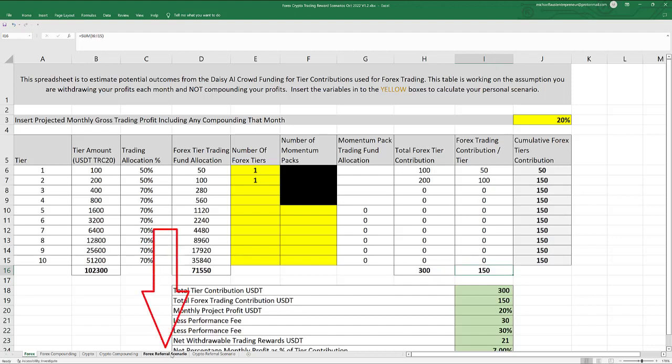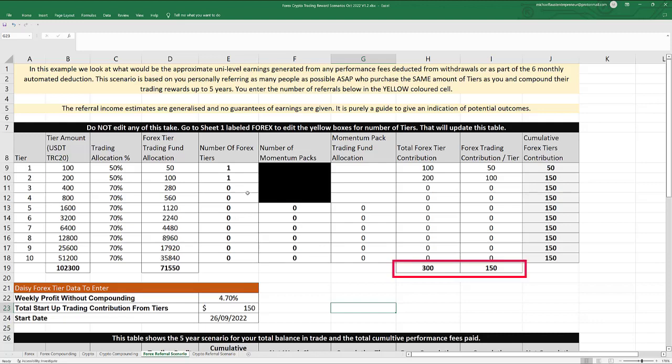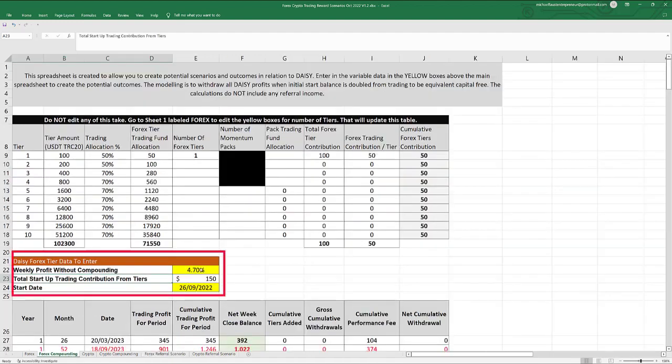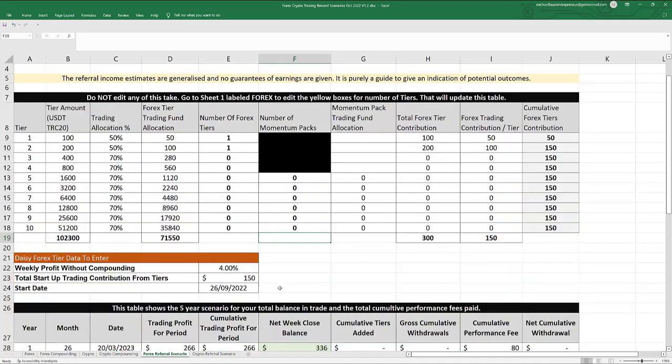We now click on the Forex referral scenario on the bottom, and we can see here it shows those same results. Now we can work on the scenario of what the weekly profit would be without compounding. Right now we're averaging 4.7% per week. You can go back to the Forex compounding sheet. You can adjust that number. So if you wanted to be more conservative and make it say 4% rather than 4.7 to accommodate for any actual declines in performance.